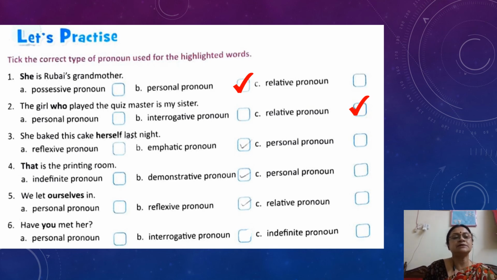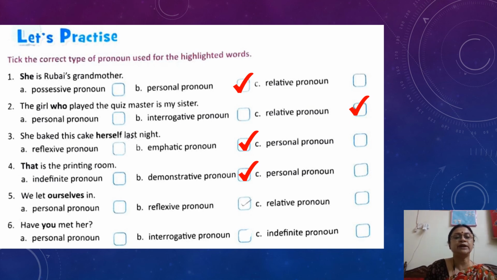In sentence number 3, she baked this cake herself last night. Herself is highlighted here, and see, without herself the sentence can also be completed. She baked this cake last night. So herself is here for the purpose of emphasis. So the answer will be emphatic pronoun. Number 4, that is the printing room. So here that identifies the printing room, and so that will be a demonstrative pronoun here.